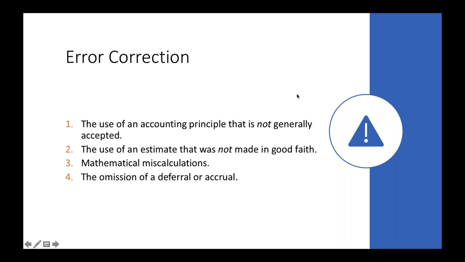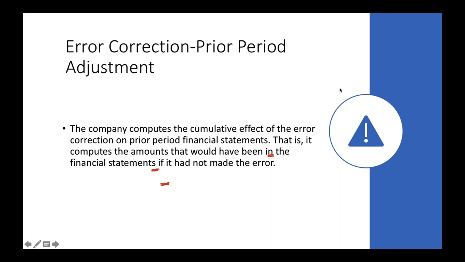Errors. Errors in the principles. The accounting principles may be different, not recorded as per generally accepted principles. Sometimes not maintained in good faith, or there can be mathematical miscalculations or the omission of particular data, like recording an income or an expense under the deferral or accrual method. So when we correct any errors, we see the prior period adjustment. We see the cumulative effect of the error.